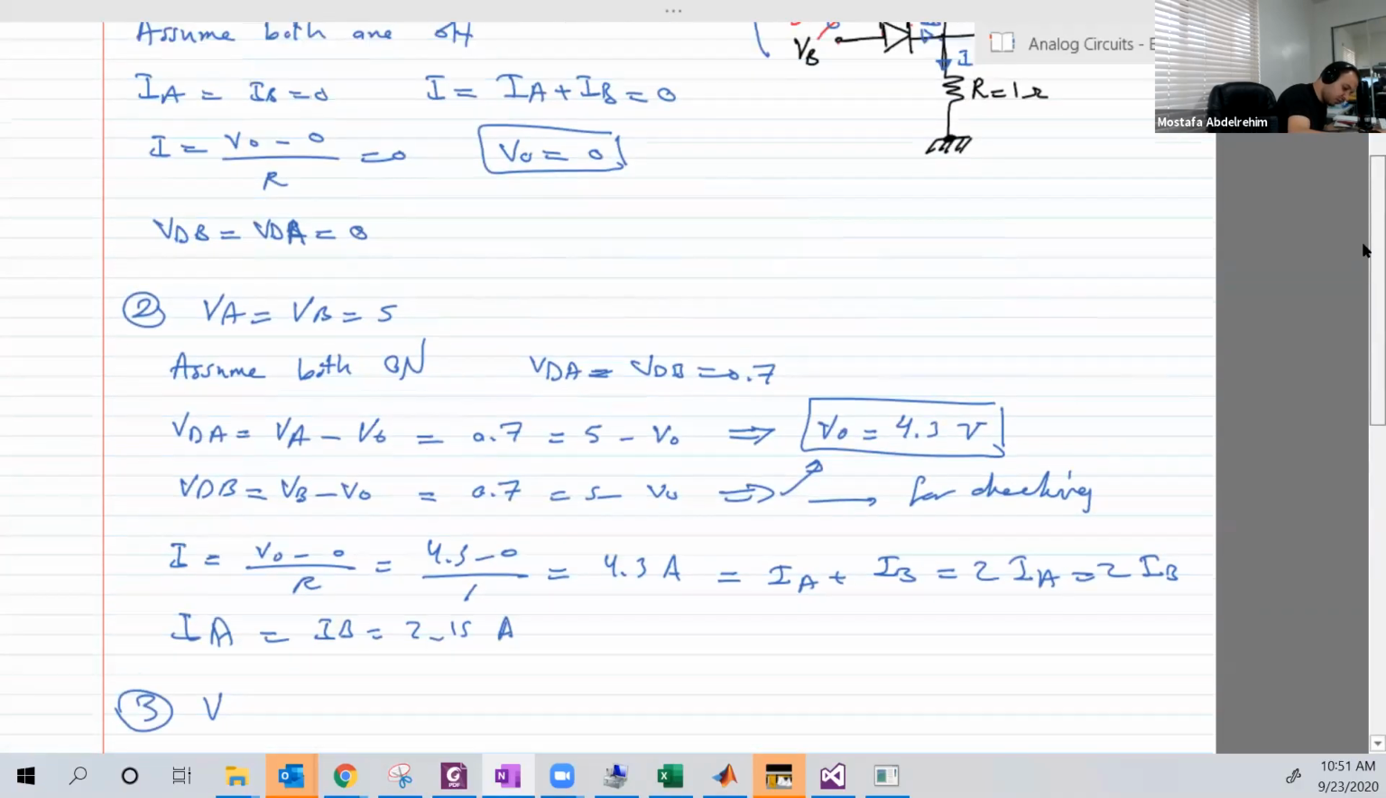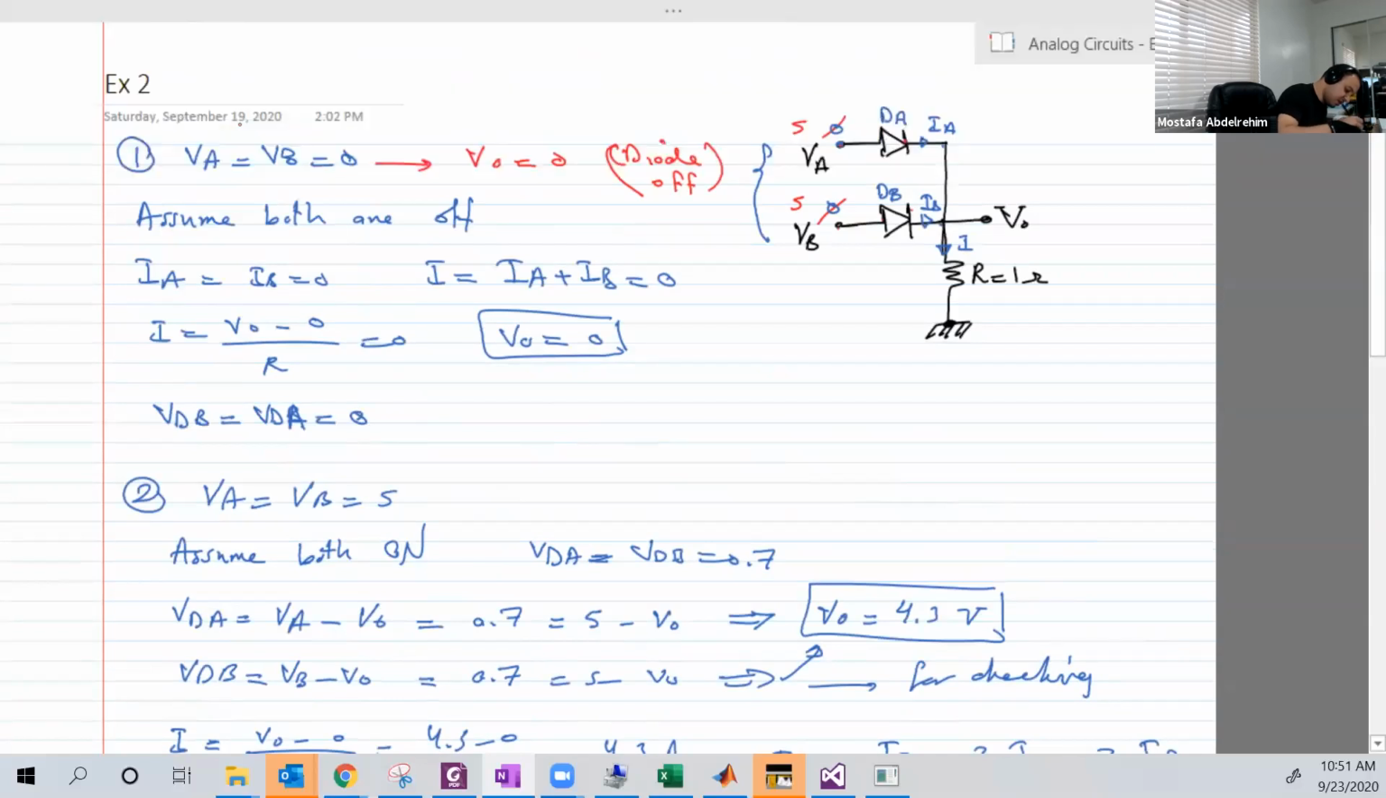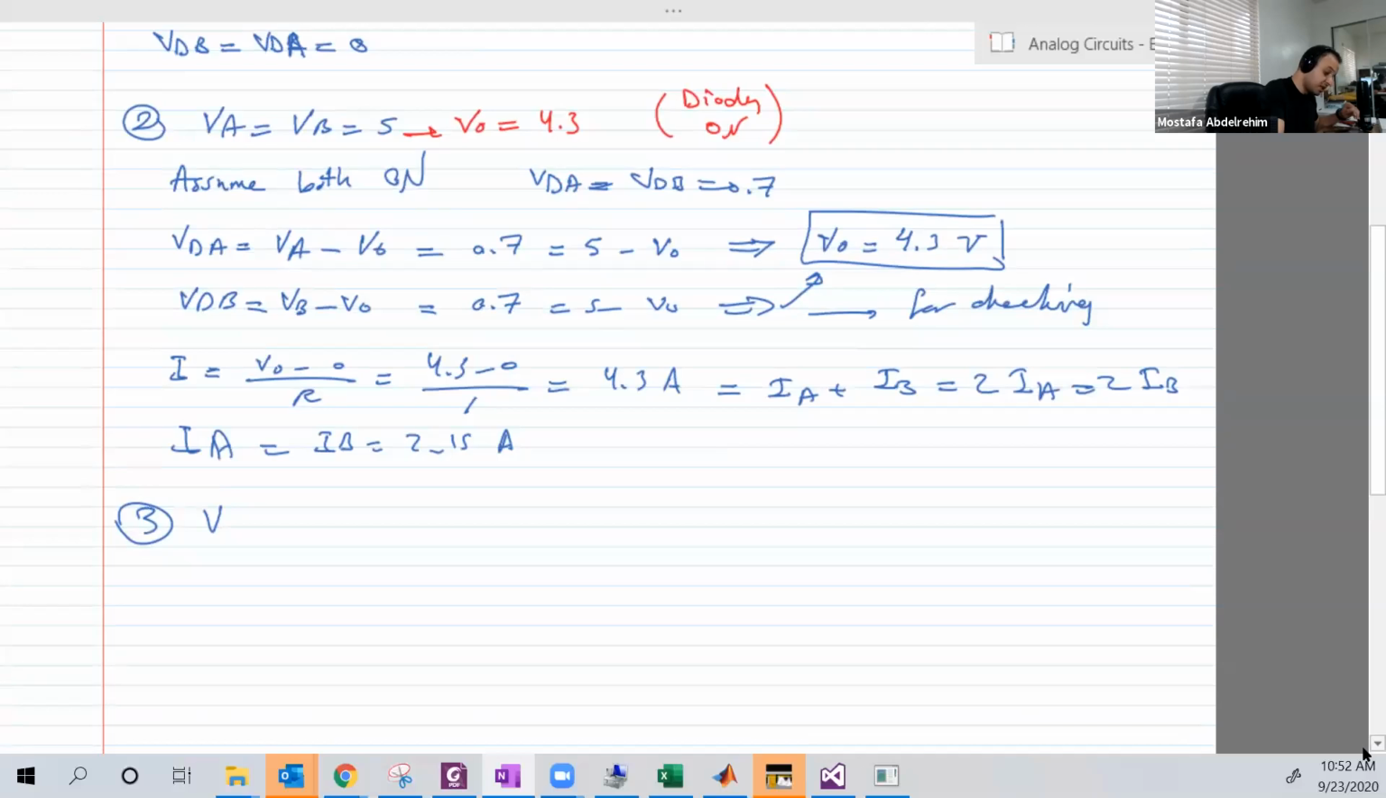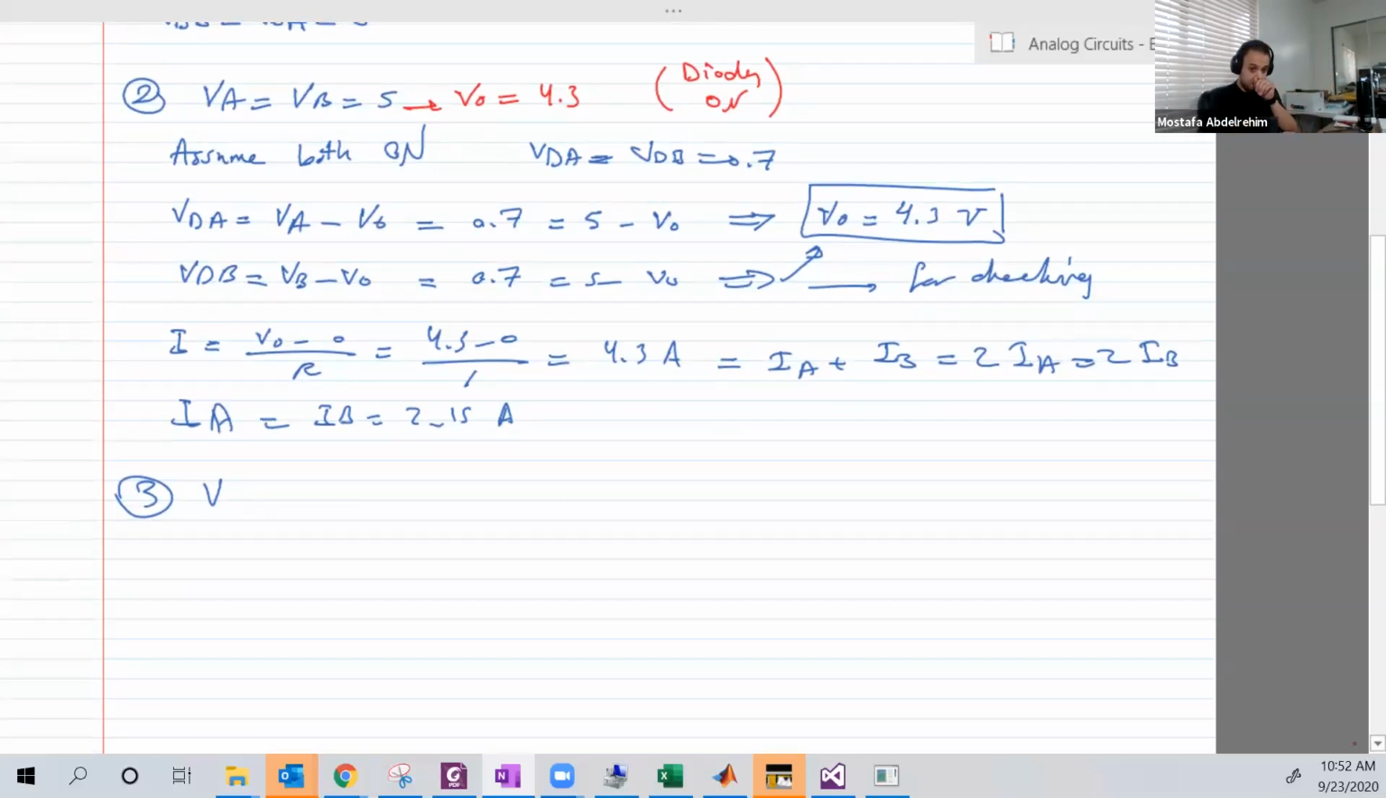So let's write first the conclusion before going forward. With that example here, we found that VO equal to 4.3, which is a high voltage. With high and high, we got high. And the diodes are on. Both are on. Now you guys do, I will choose some of you to give me the answer.